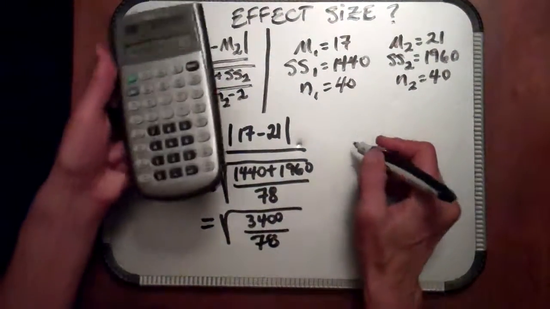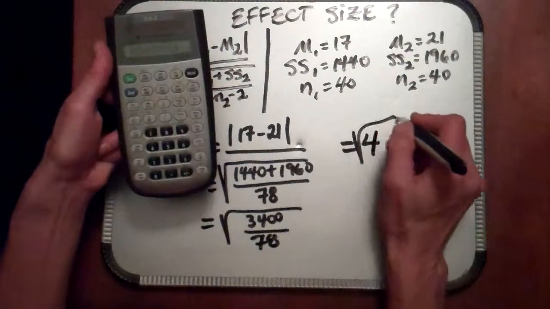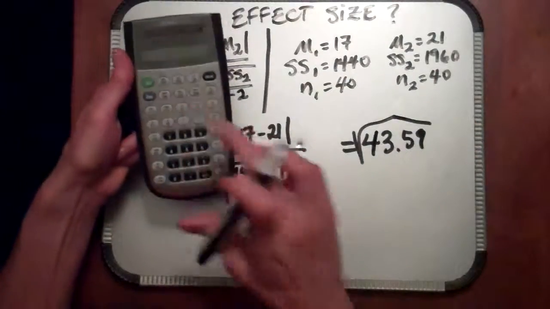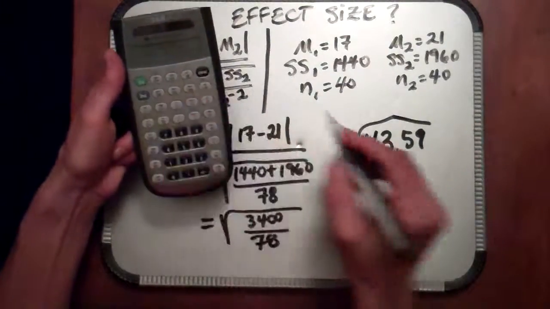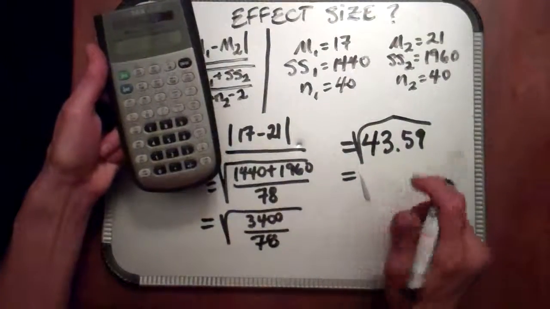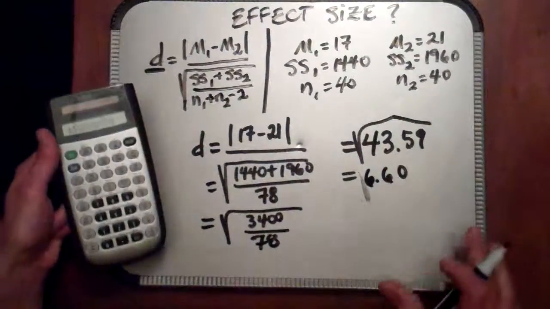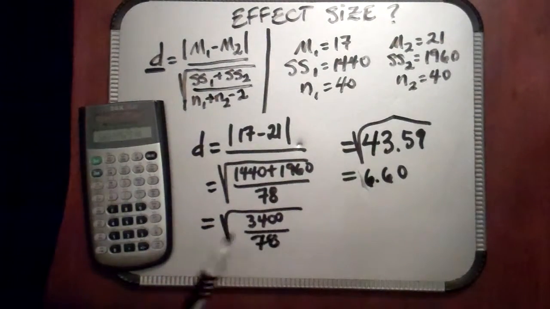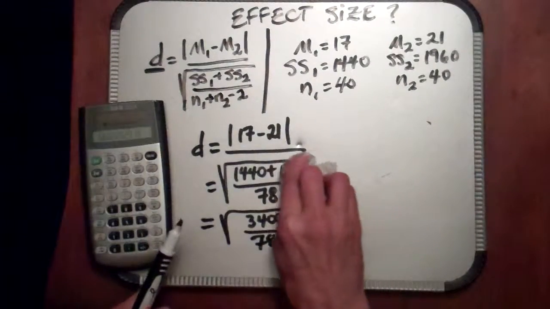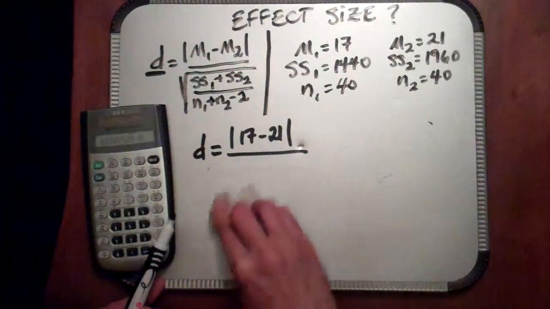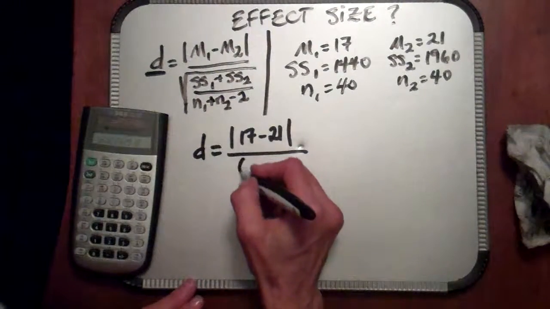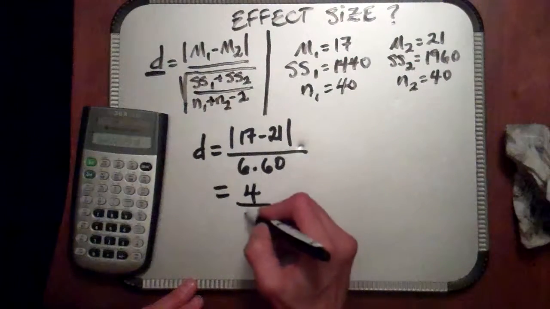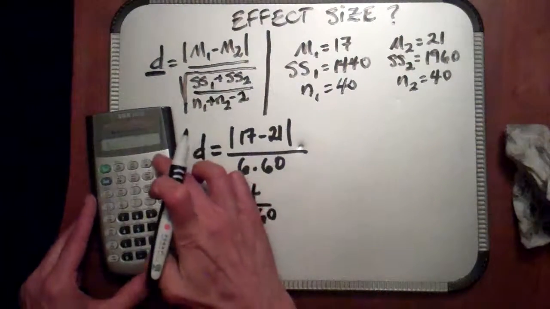We'll continue this over here. Square root of 43.59. And that square root is 6.60. So 6.60 is your denominator for this effect size measure. So let's just copy that over here. And we know that 17 minus 21 absolute value is 4 over 6.60.